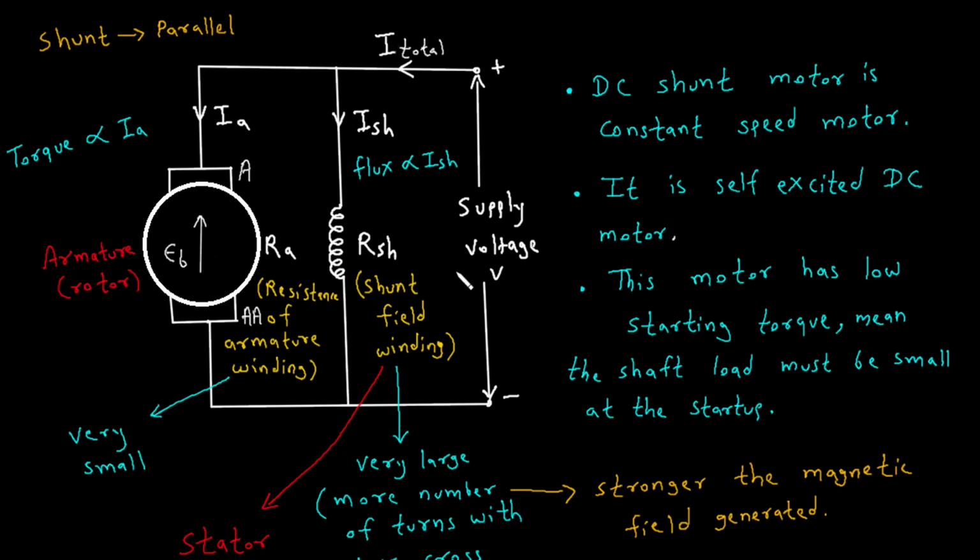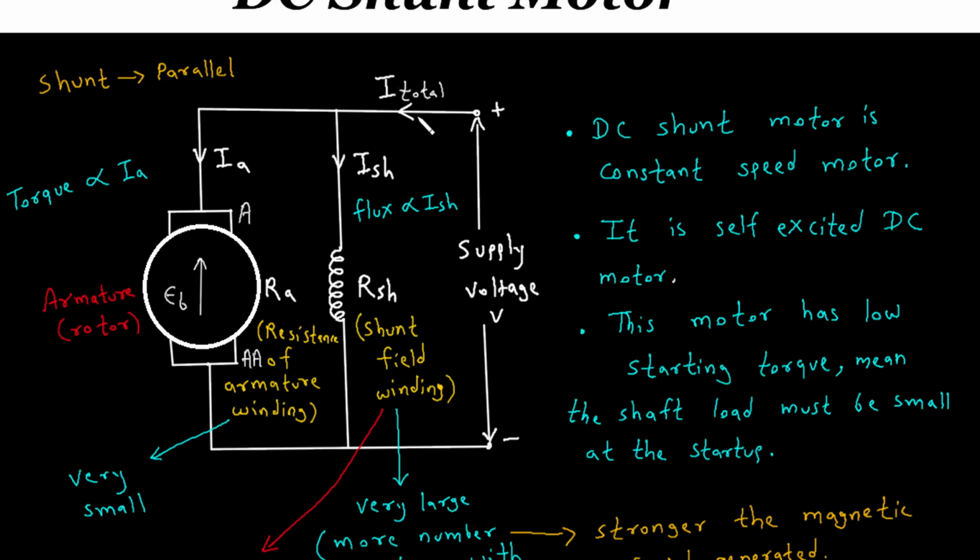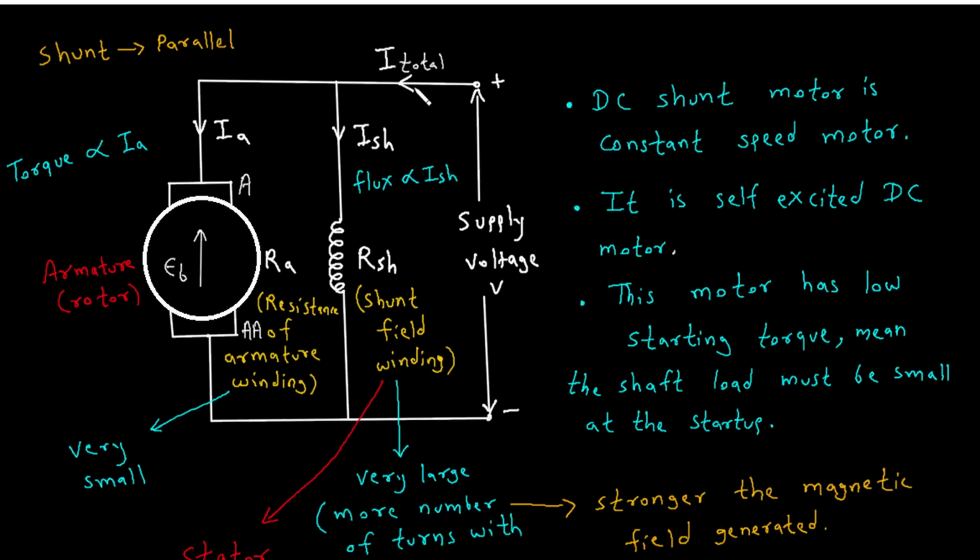The shunt resistance, denoted as RSH, is the resistance of the shunt field windings. This resistance is relatively high to ensure that a small current flows through the field windings, creating a strong magnetic field. The armature resistance, denoted as RA, is the resistance of the armature windings. This resistance is usually low to allow a higher current to flow through the armature, which is necessary for generating torque. The total current, denoted as I total, is the total current supplied to the motor. This current splits into two parts, the armature current, denoted as IA, and the shunt current, denoted as ISH.